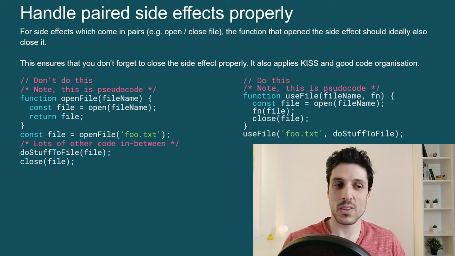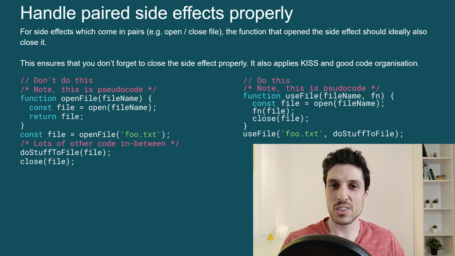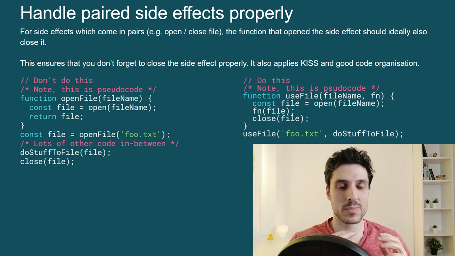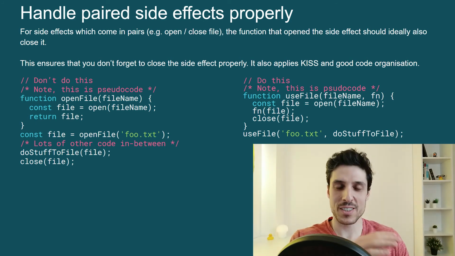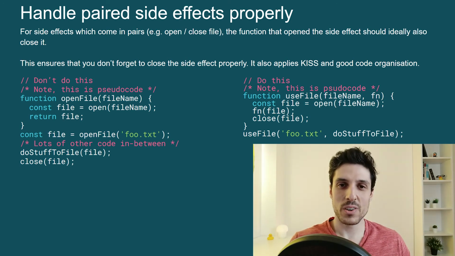And this is the important thing. So it's not just the organization here that's important, it's the side effects left open, and this could be a major source of bugs in your code base. So in general, it's nicer to write code like on the right, because you can never forget to close the file if it's closed in that simple function where it opened. So when you have side effects that come in pairs, I recommend that you do something like this.